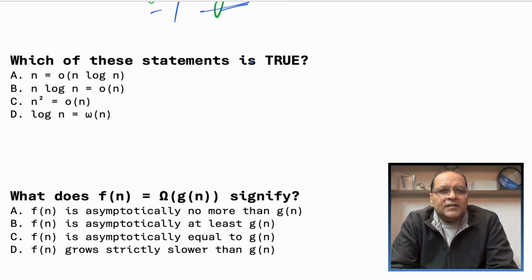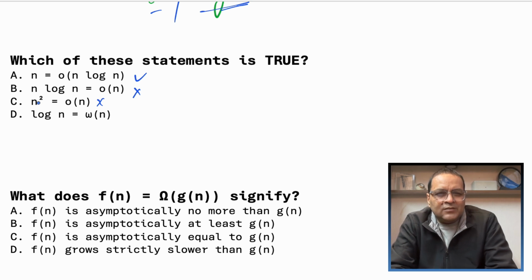Which of the following statements is true? n is little o of n log n. This is true because n is less than n log n. n log n is little o of n. This is not true. n square is little o of n. This is definitely not true because n square is greater than n. And log n is little omega of n. This is also not true because n is greater than log n. So the only statement which is true is A.